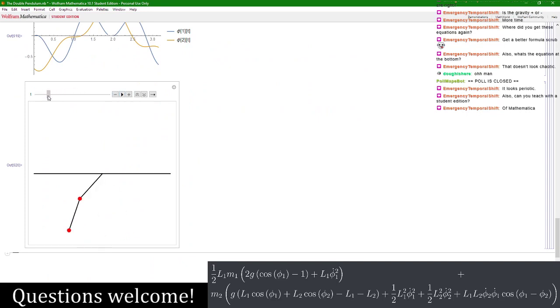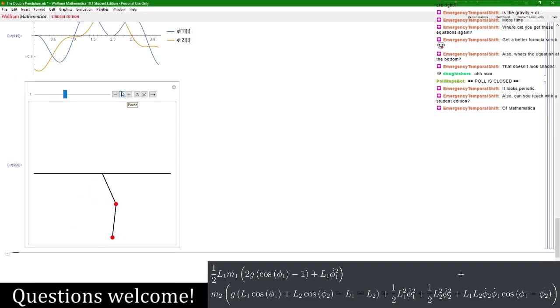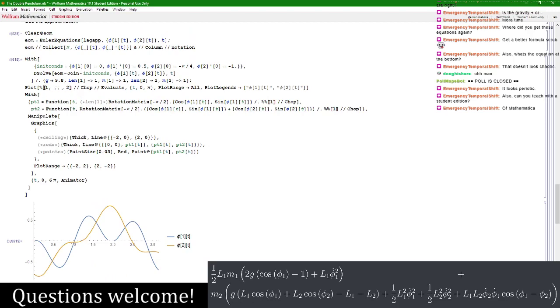I should put the initial conditions. Can you teach with a student edition of Mathematica? Like, what do you mean by teach? In what context? I mean, this is just me playing around at this point.